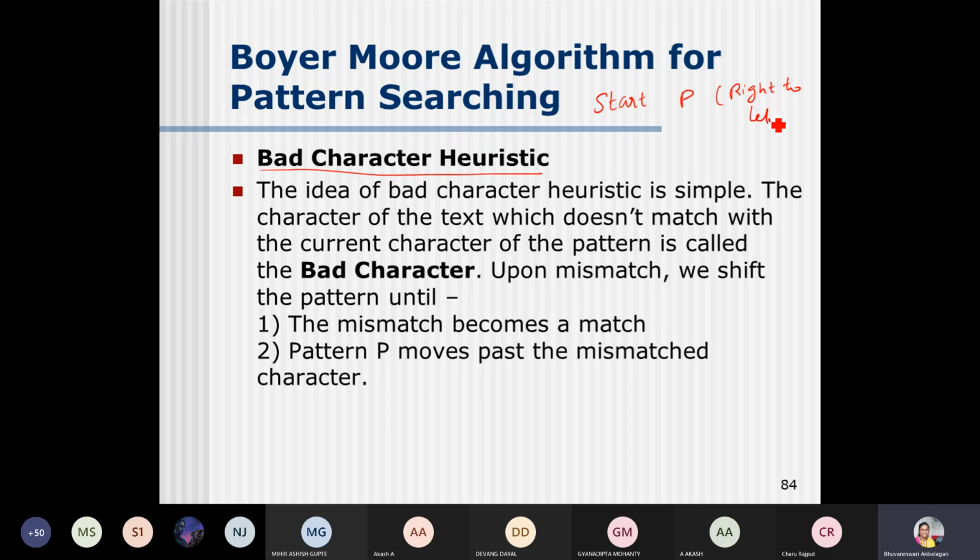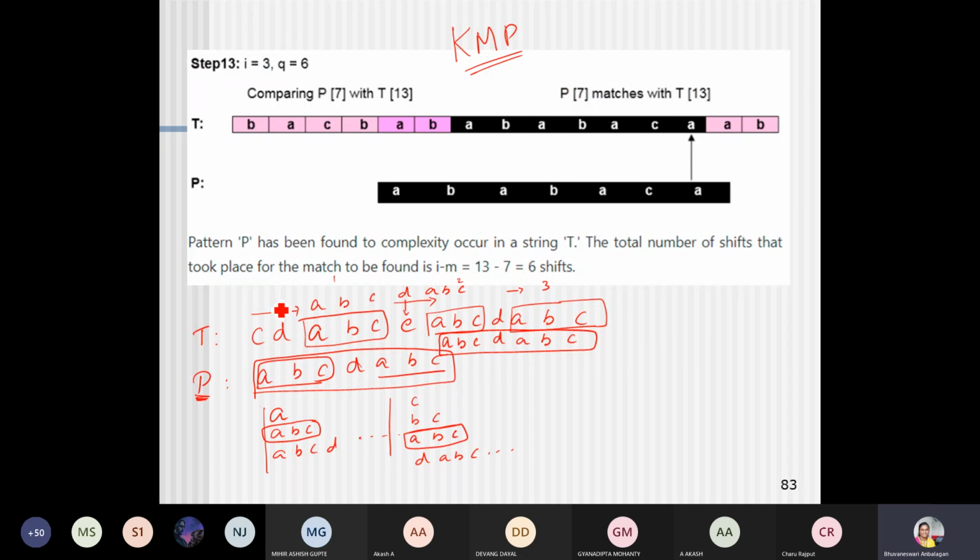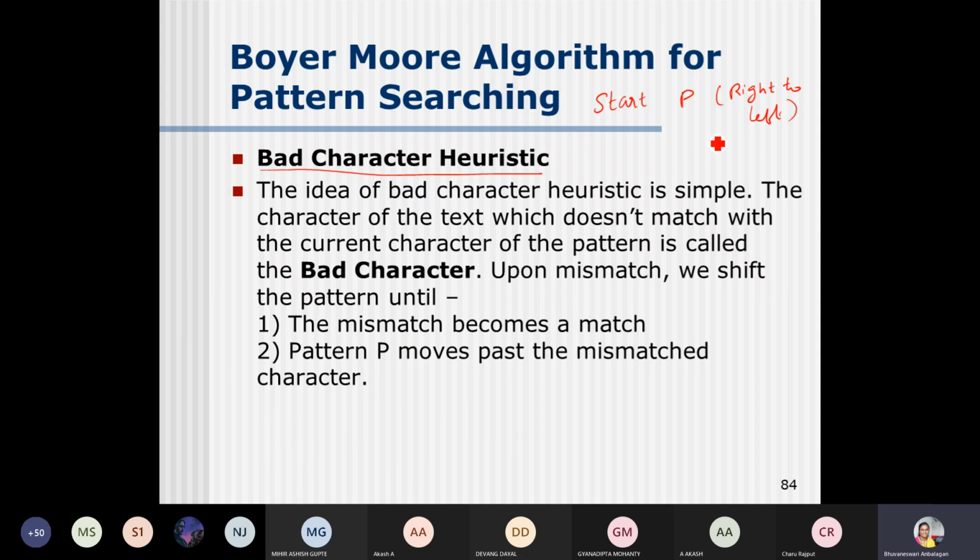Right to left. In the previous stage, we started from here only, right? That is left to right. Now here, the pattern will be searched from right to left. Whenever a mismatch is found while matching from right to left, you are going to shift the pattern until the mismatch becomes a match.